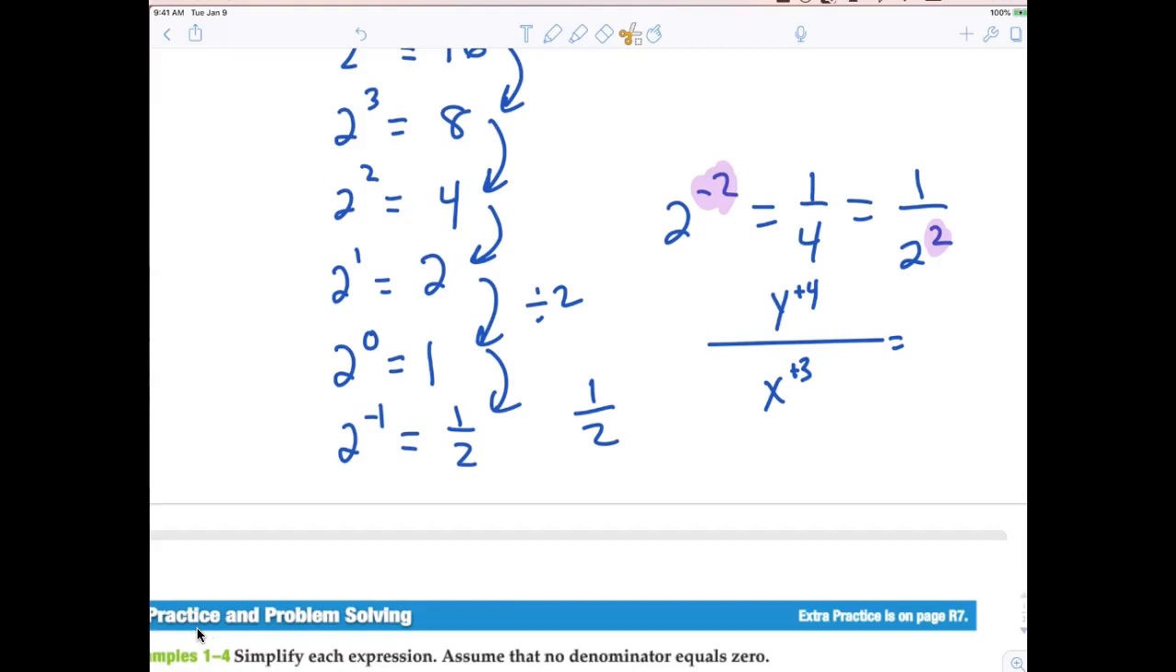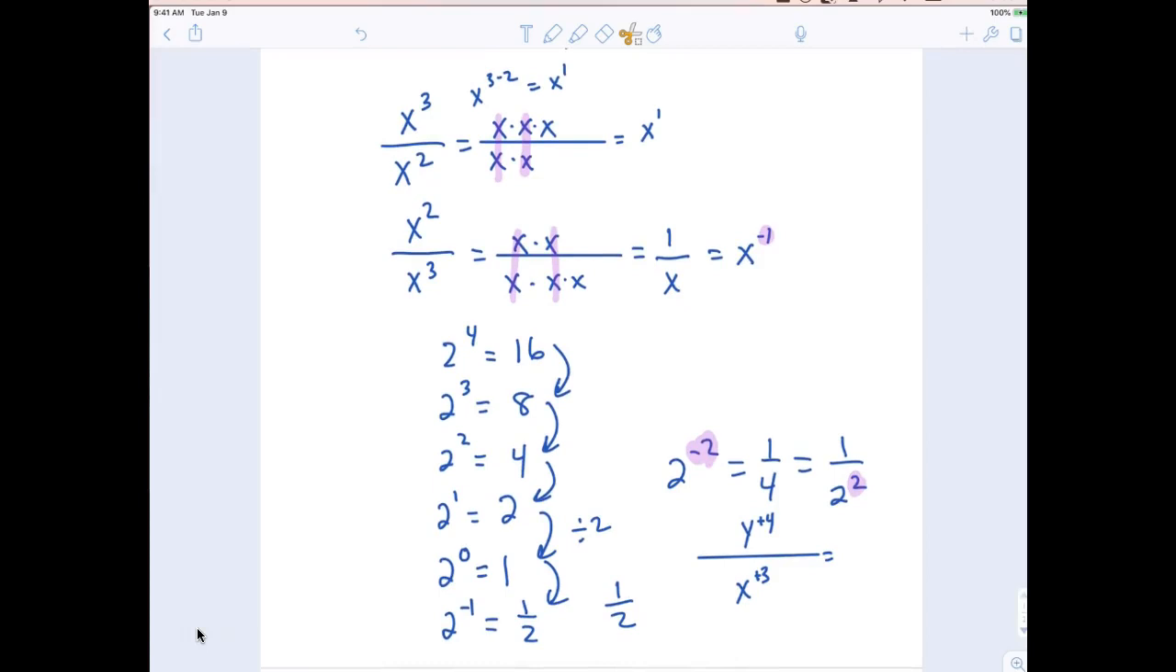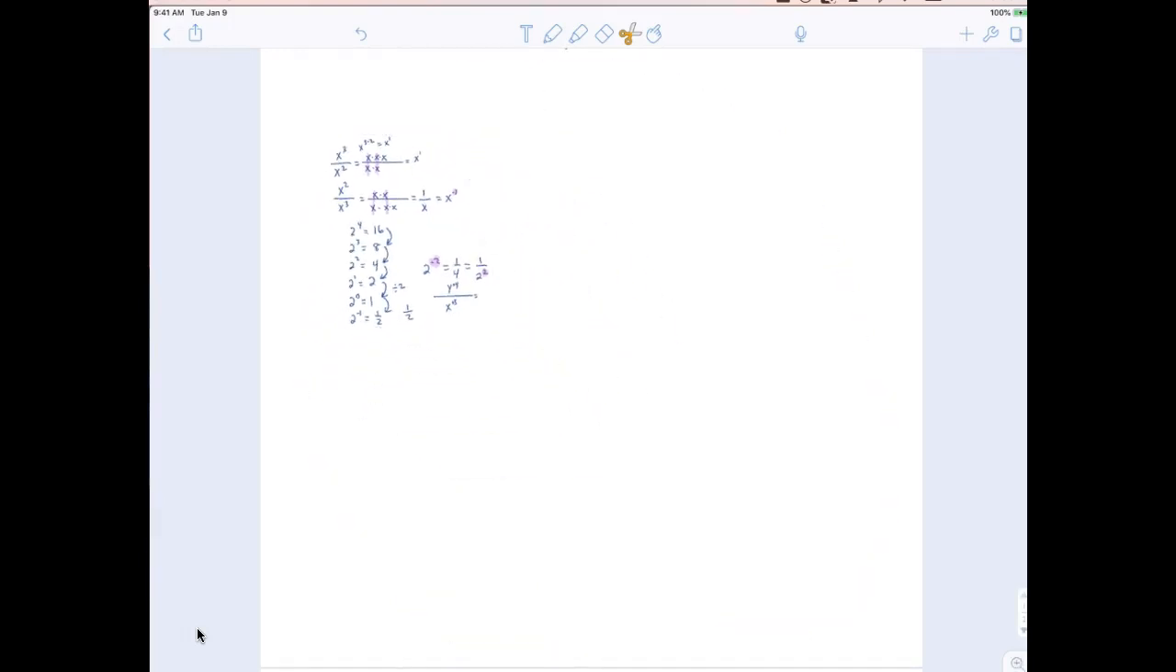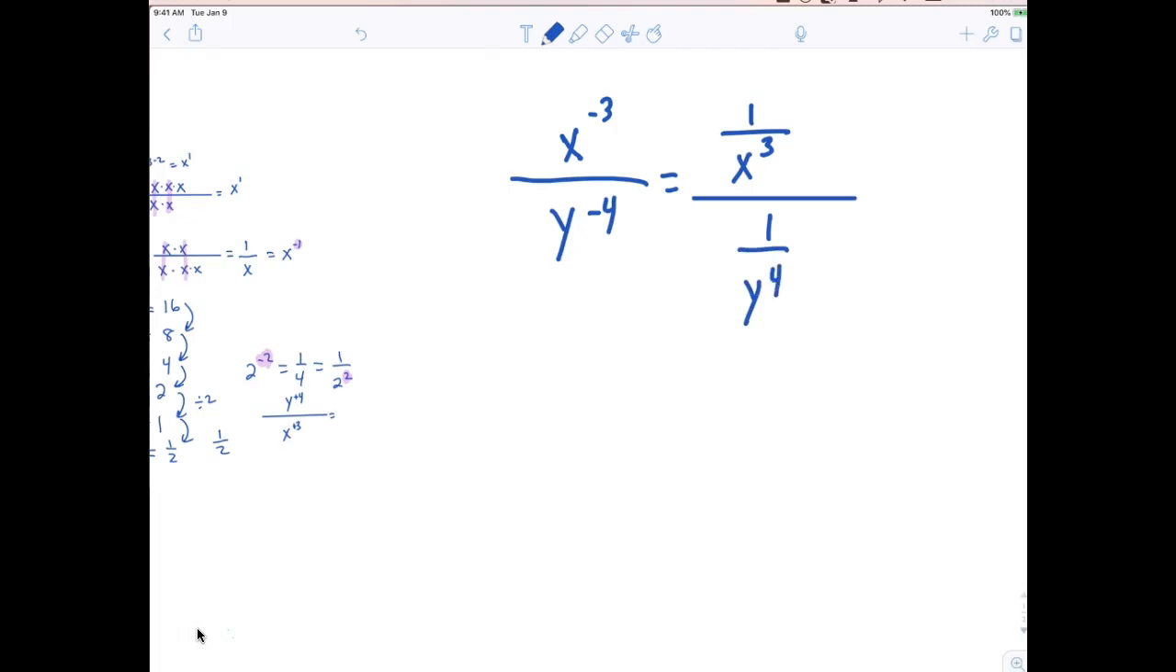Now, for those of you wondering, oh my gosh, how did they figure that out? Let me just show you something real quick, because I think it's important that you understand there is a real simple way to deal with that. If I have x to the negative 3 over y to the negative 4, here's how you're supposed to handle it. x to the negative 3 is the same as 1 over x cubed. Does everybody agree with that? And that would be over 1 over y to the 4th. Does everybody agree with that?